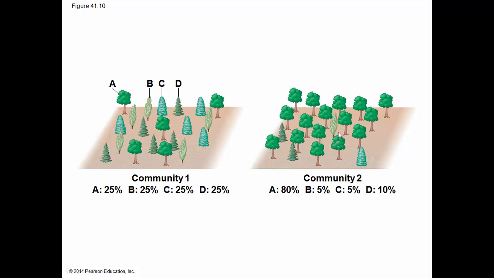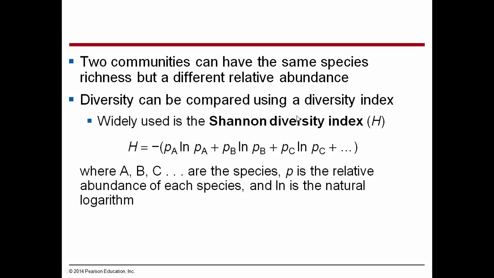Here's a pine tree, here's a cedar, I don't know what kind of tree that is, but it's got the same number of species, A, B, C, and D, A, B, C, and D, but it's got them in different amounts. Now, these two communities can have the same species richness, but a different relative abundance.